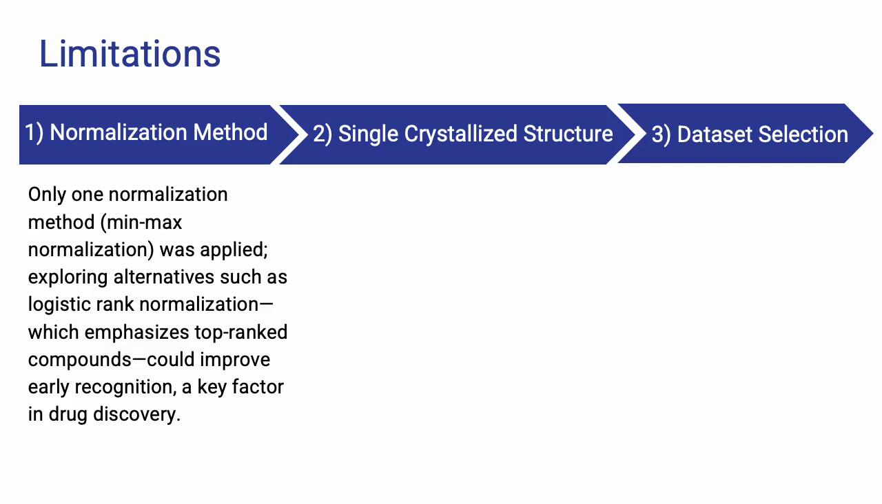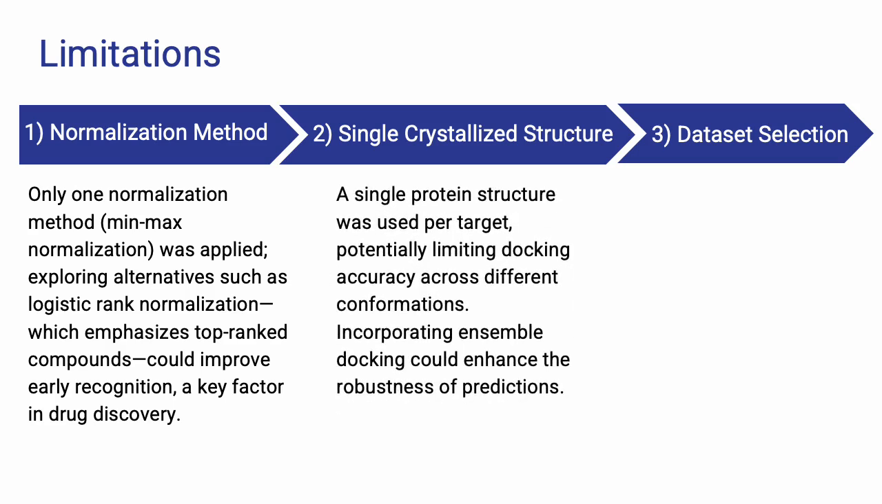In particular, the logistic rank normalization assigns greater weight to top-ranked compounds, which is useful for early drug discovery. Regarding target protein selection, we used a single crystallized structure for each target. However, docking results vary depending on the structural conformation. Ensemble docking could be an approach where each compound is docked using multiple conformers, and this could improve the robustness in future studies.